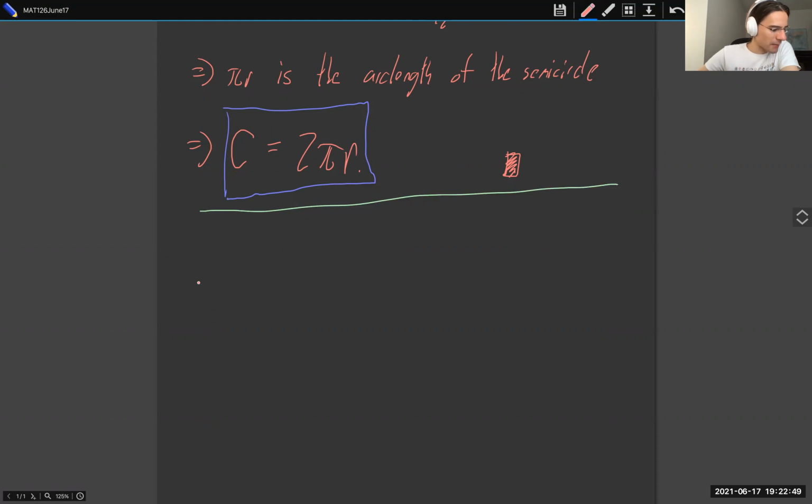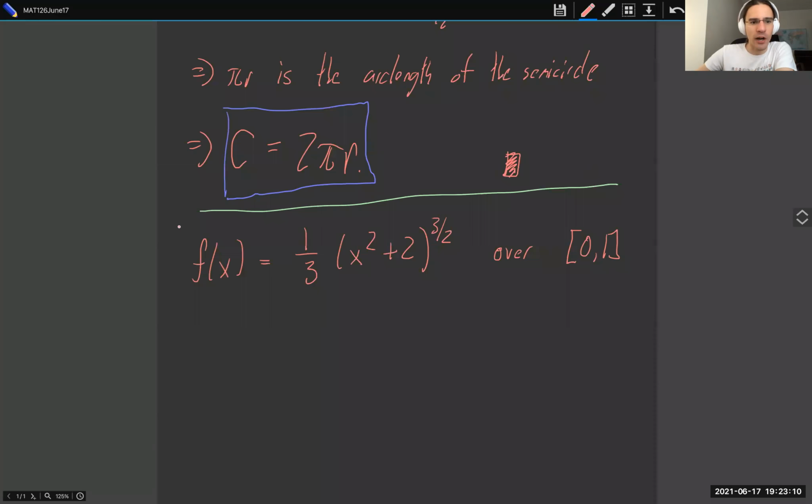So let's, for example, take f of x equals 1/3 times (x squared plus 2) to the power of 3/2, over the interval 0 to 1. So the question is, find the arc length.